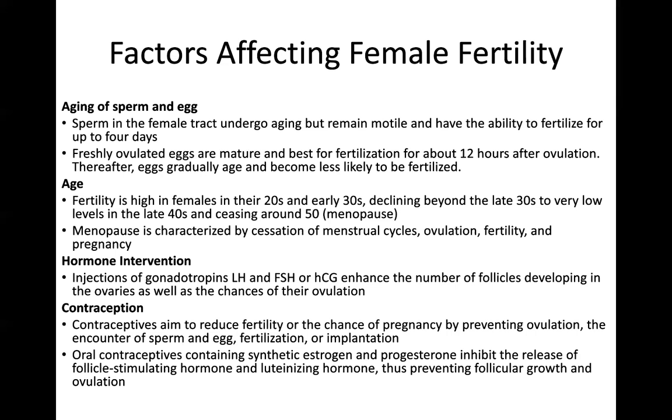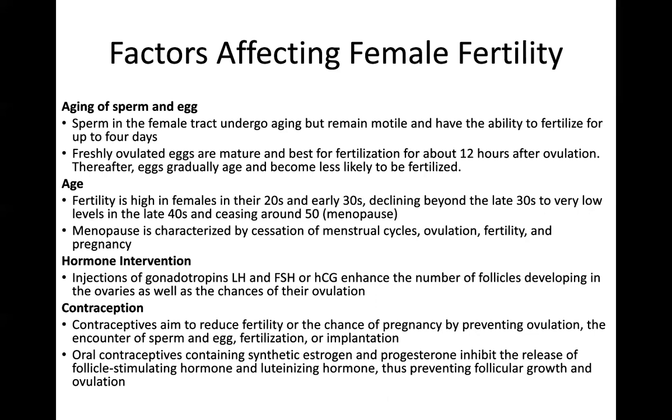Freshly ovulated eggs are mature and best for fertilization for about 12 hours after ovulation. They do age gradually and become less likely to be fertilized after that, but it is not unheard of for a female to get pregnant when having sex at pretty much any point during the reproductive cycle. That's why, if a female and a male are trying really hard to get pregnant, making sure they have sex on ovulation day is very important.